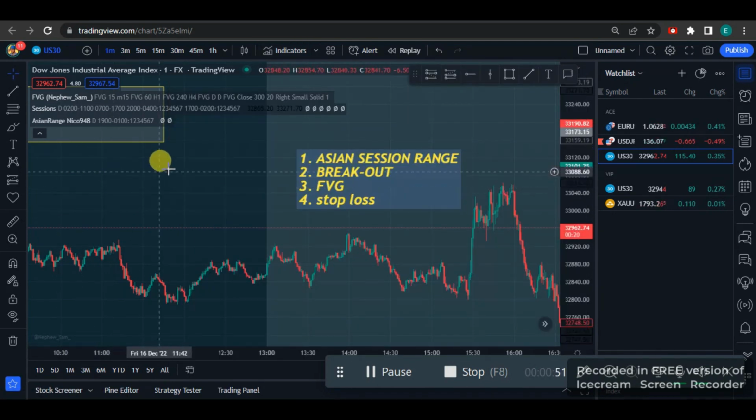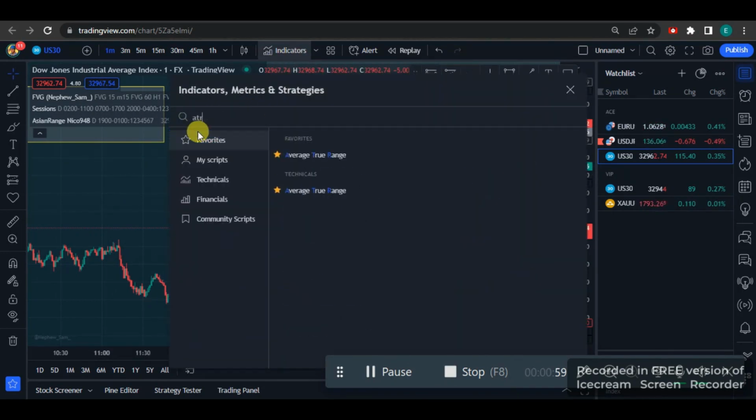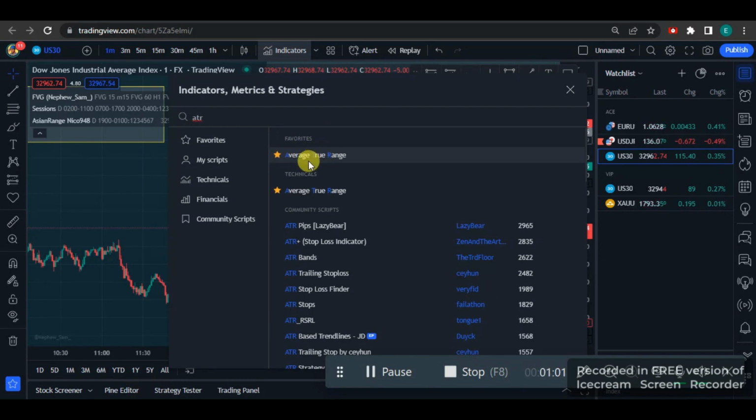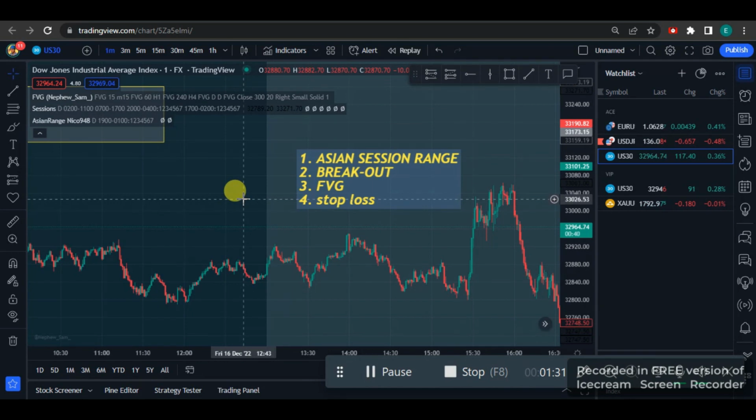So once that is added to your chart, then you also add an indicator called ATR, average true range, for your stop loss and take profits. And I will show you guys how I use these two indicators and how I suggest you should use it too. So first and foremost, I'll be going through the Asian session range, how it works. I will show you guys the entry and the confirmation confluence for the trade, which is a breakout, and I will show you guys the entry for an FVG, and I will show you guys how to set your stop loss and your take profit.